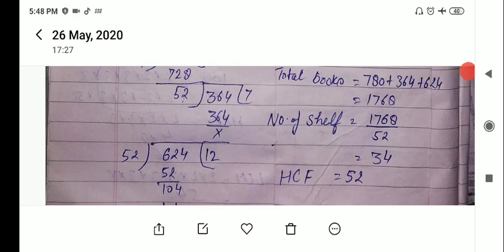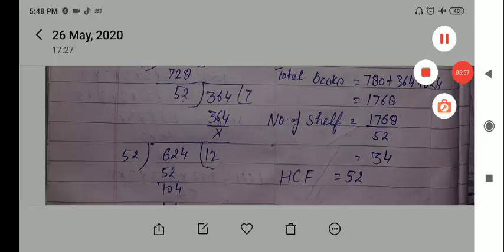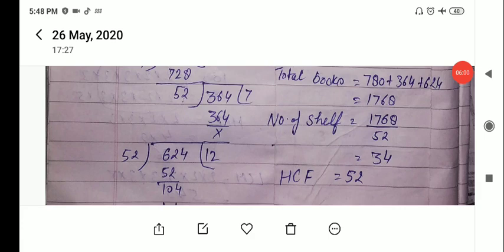Now complete this exercise. Most questions are solved, and the remaining questions you have to solve yourself.